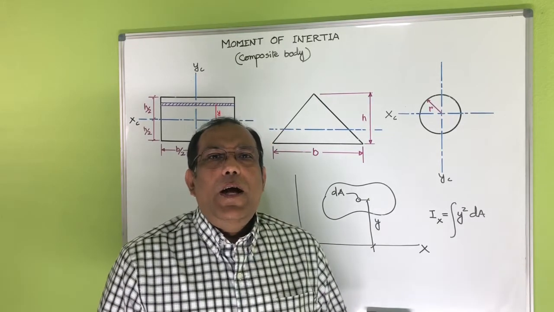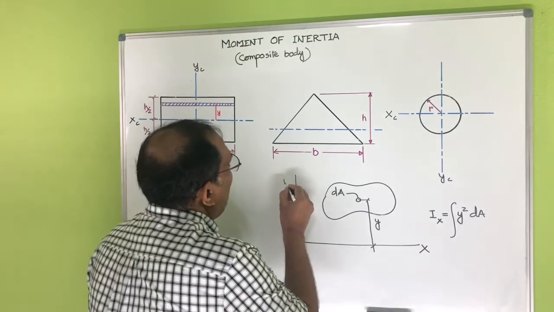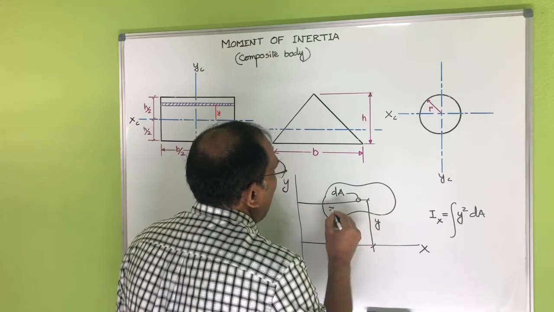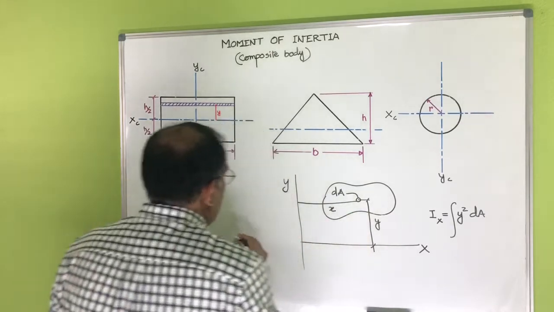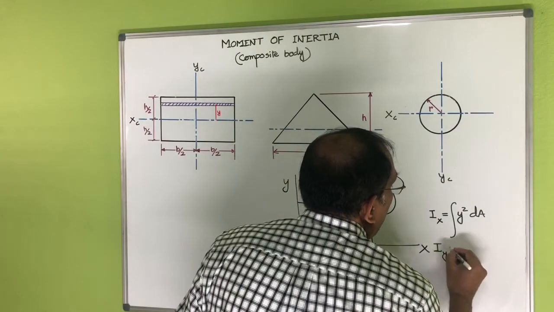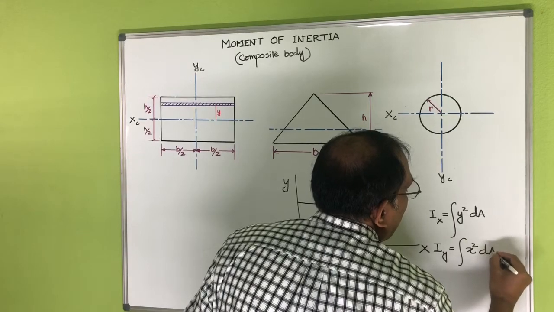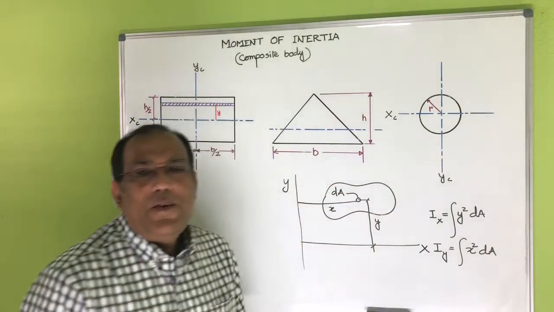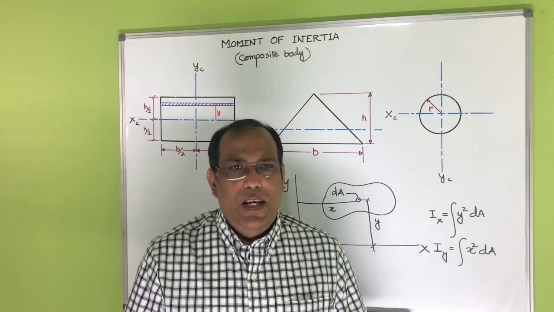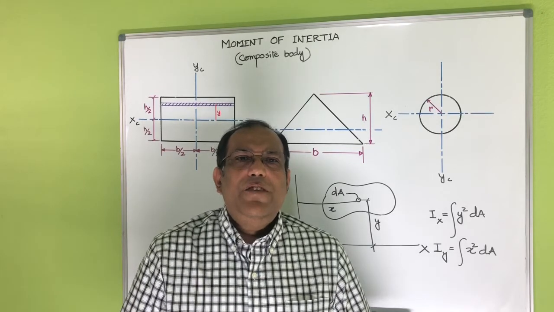Now, similarly, if you see your y-axis, and if this distance from here to here is x, then basically your Iy would be x squared dA.